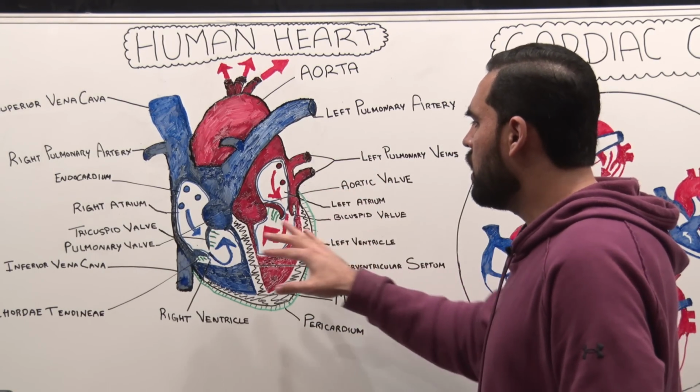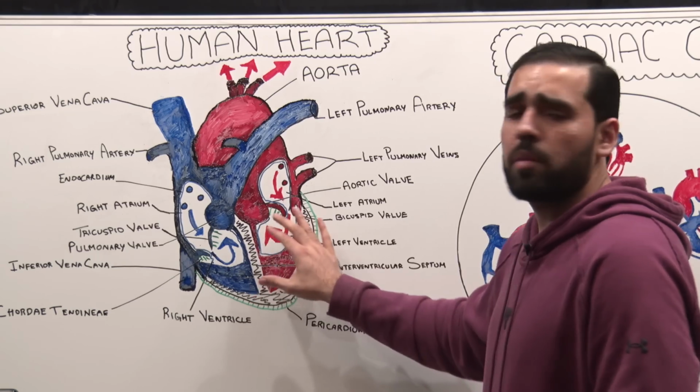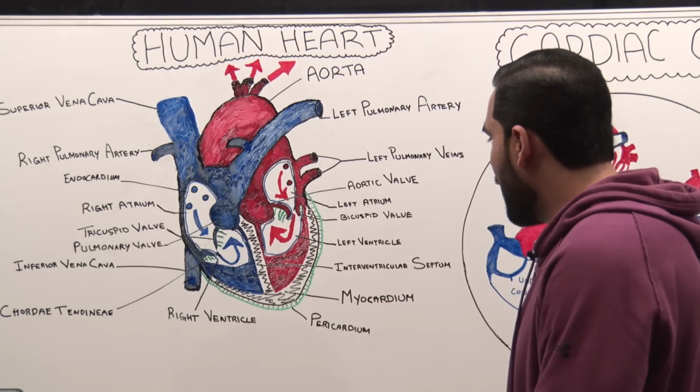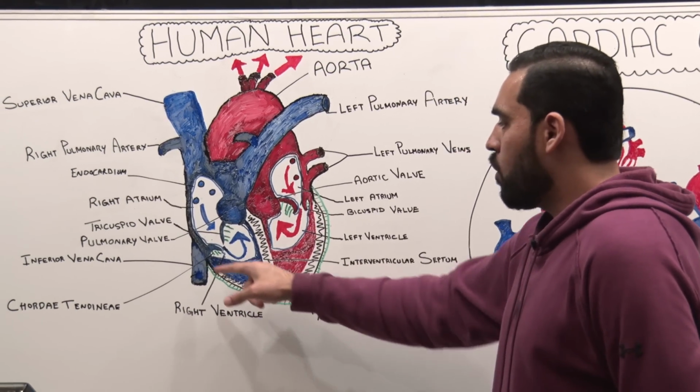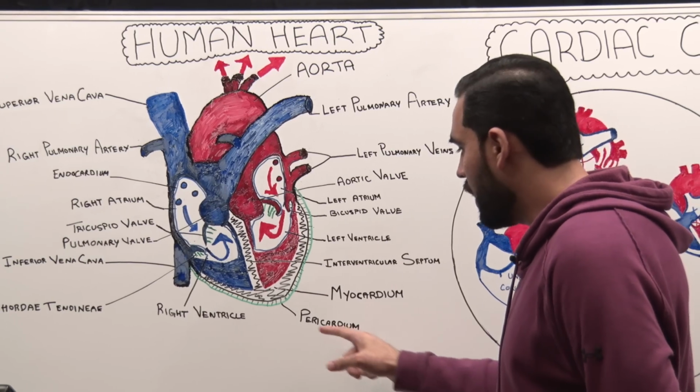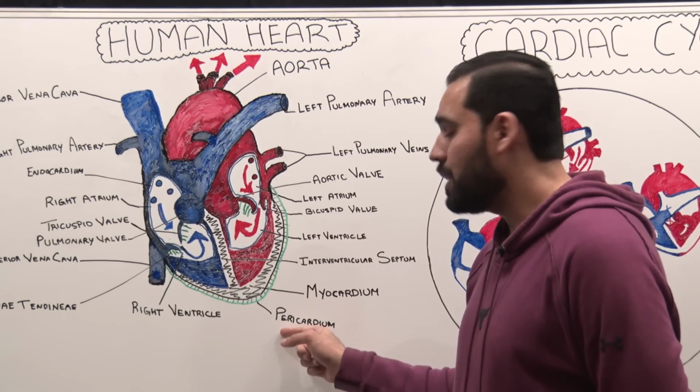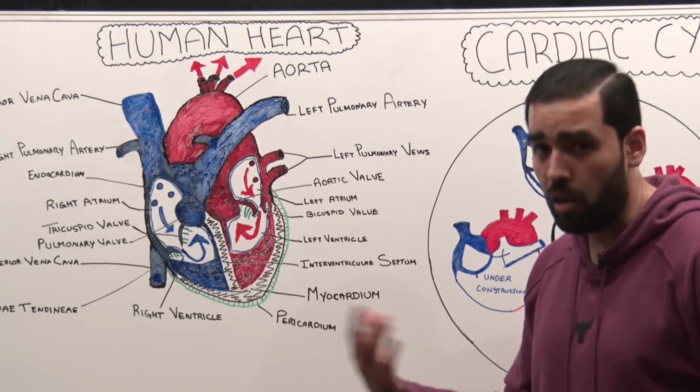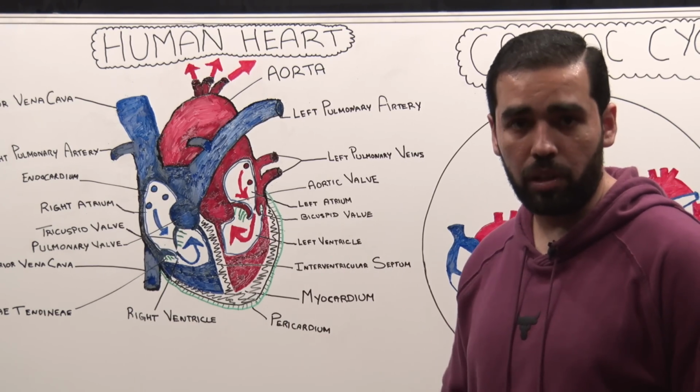Now let's talk about the different layers of the cardiac muscle that are present. Let's talk about the outermost layer that is present over here. Now that is called the pericardium. The peri means the perimeter and the cardium means the heart. So it's basically the outermost layer of the heart.